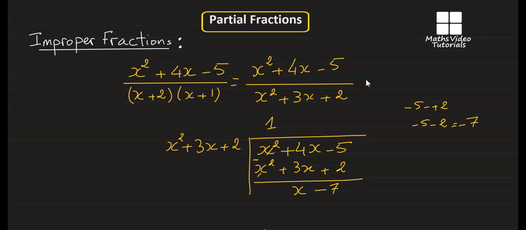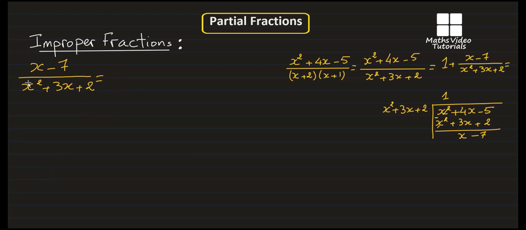Let's write it down. It is 1 plus the remainder, x minus 7, over the denominator, which is x squared plus 3x plus 2. Now you can see we've got a whole part, and we've got this algebraic fraction, which is a proper fraction. You can see the power at the top here, the index is 1, and the denominator is 2. So it is proper. So now we can go ahead and decompose it into its partial fractions.